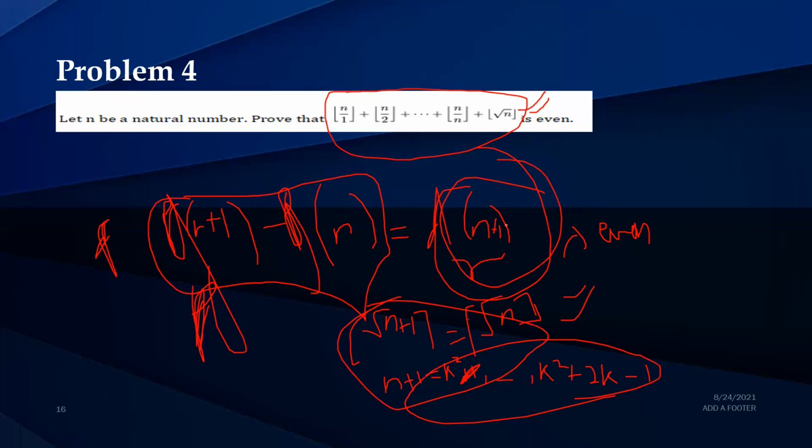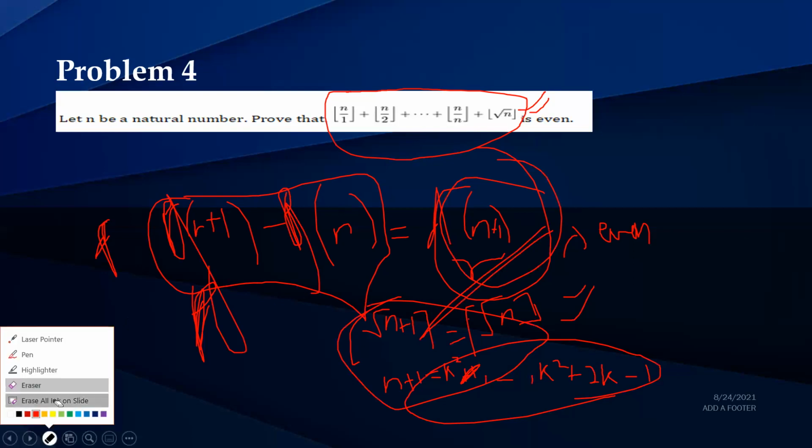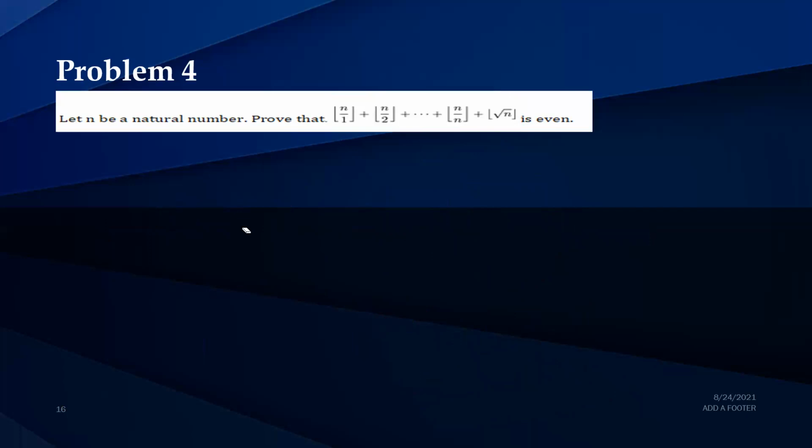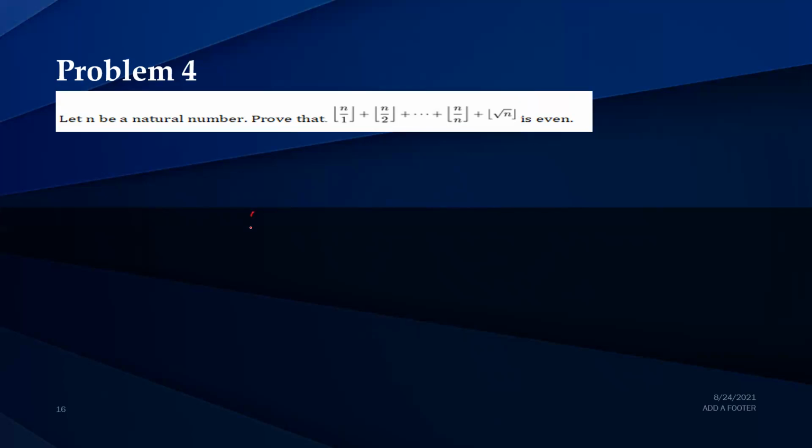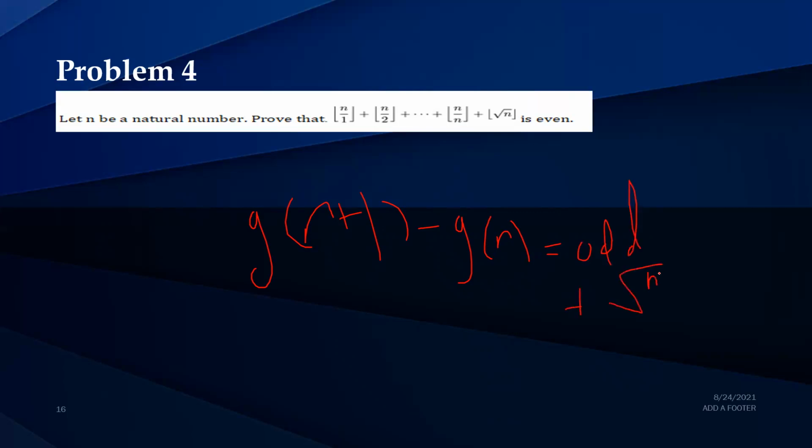Now let's check for when n plus 1 is a perfect square. Then we will have the number of divisors to be odd. So d of n plus 1 would be odd, so this would be odd. And we need to evaluate the floor of root of n plus 1 minus the floor of root of n.